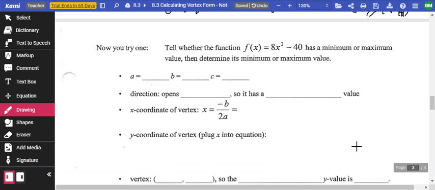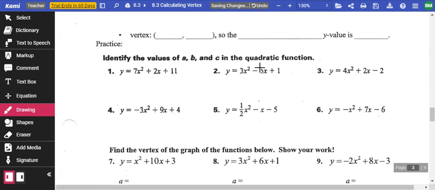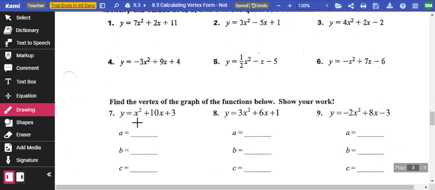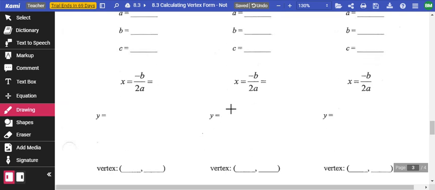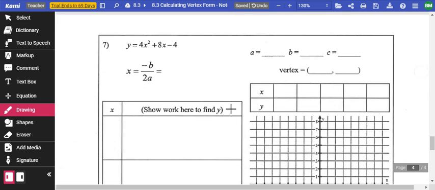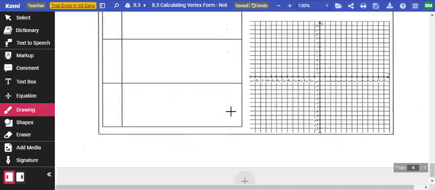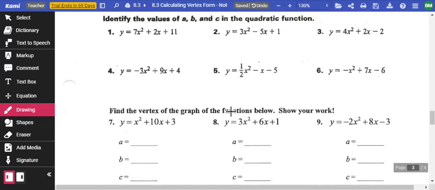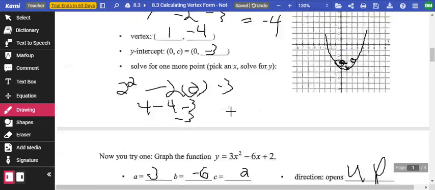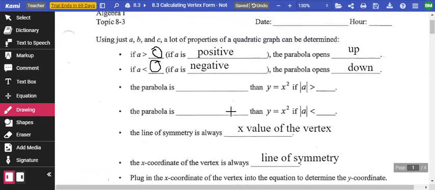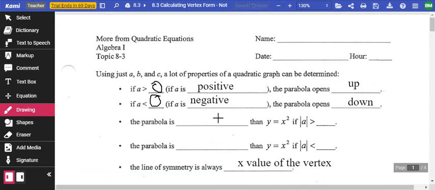Okay, now it says you try one. So you can try this one. And then there's here where you're just telling what the A, B, and C is for practice. And then we're finding the vertex for these. And then we're going to do this whole thing with showing your work and doing these on your own. So we'll do some more of this in class, but here is the start of 8.3 with standard form.